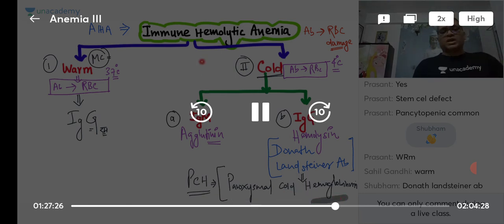So now understood, these are the immune hemolytic anemias, warm type and cold type. In cold type, the two antibodies are IgM, or agglutinin, because they form clumps with the RBC. They are agglutinating RBC, that is why agglutinin. IgG is called hemolysin because it is going to lyse the RBC. And these are Donath-Landsteiner antibodies, and this will cause paroxysmal cold hemoglobinuria.